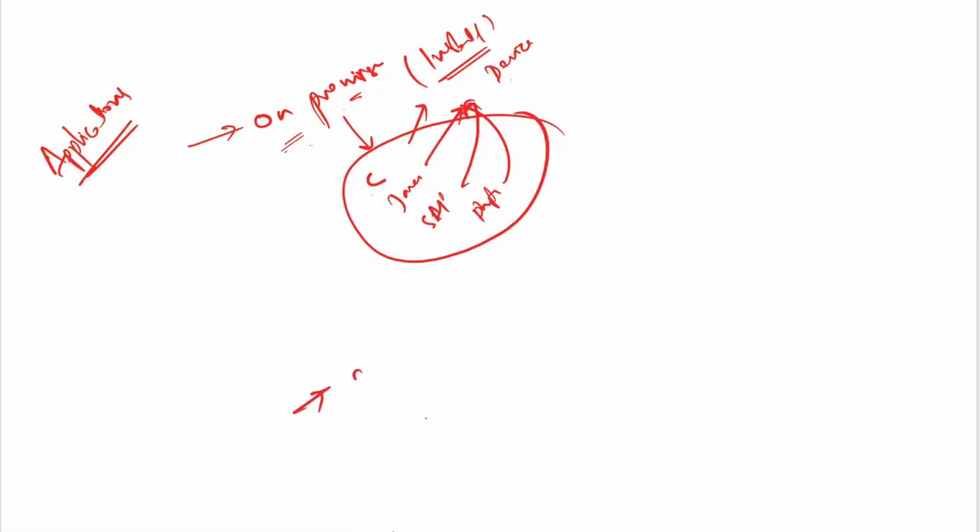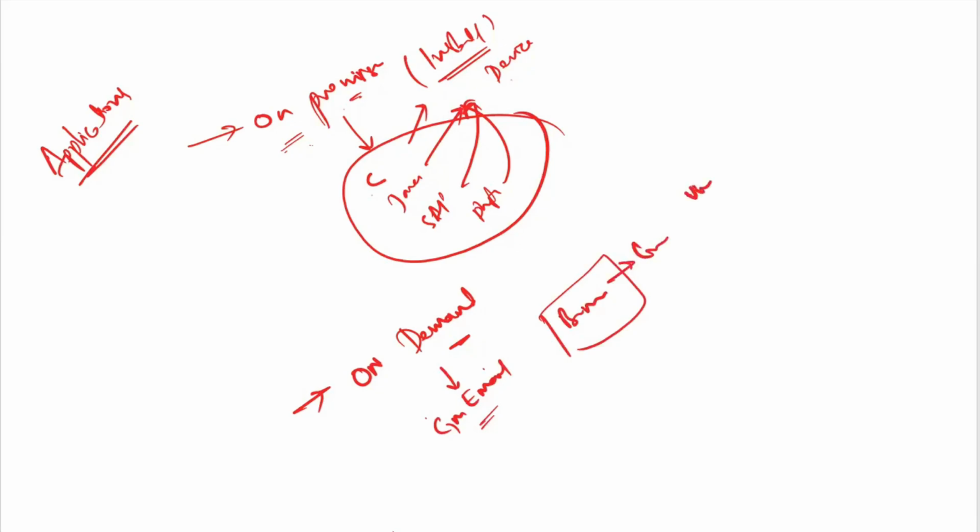Done. The next one, the second one, is what? On demand. For the on-demand type of applications, there is no need to install anything into a device. For example, if you want to check your email, Gmail, right? So how are you checking? You just open a browser, go to gmail.com, enter your username and password, and simply you can access your emails.